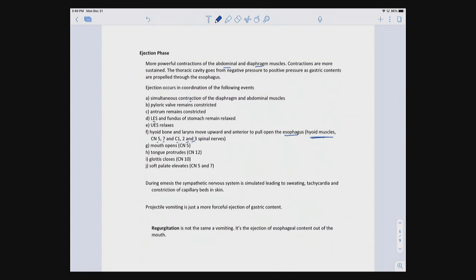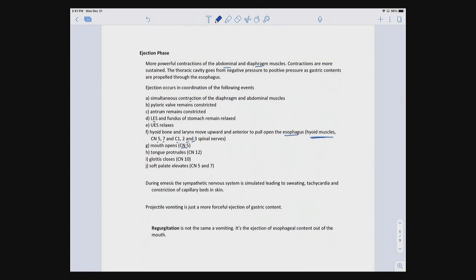So not only does the upper esophageal sphincter relax, I'm actually going to be opening that thing up by moving the larynx and the hyoid bone. Reflexively, your mouth will open, and that's going to be driven by your trigeminal nerve. The mandibular branch of your trigeminal nerve will open your mouth up reflexively. Your tongue will protrude, and of course that's going to be a hypoglossal function, cranial nerve 12.